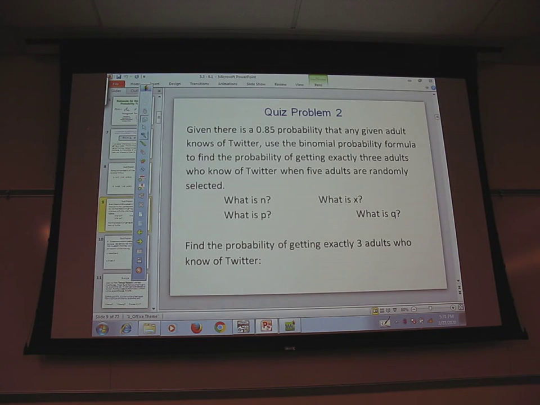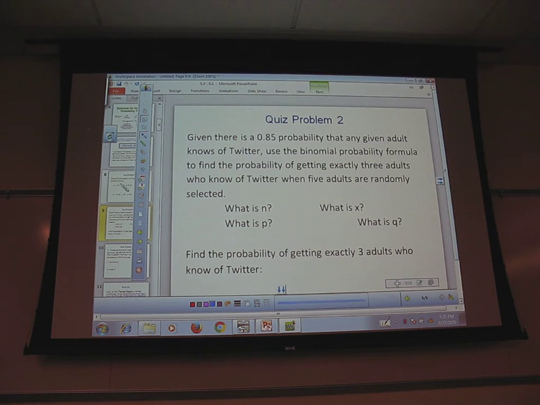Quiz problem 2. So what's n? What's x? What's p? And what's q? Check with your neighbors. I'm going to randomly pick people to give me answers for this one.